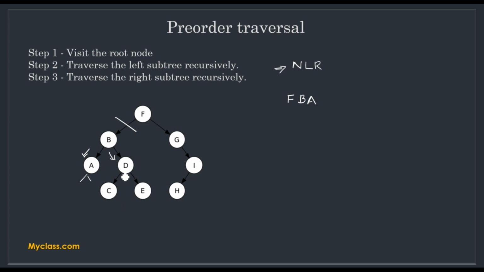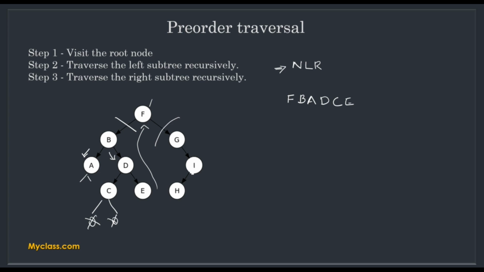In the right subtree of B, D is the root node. So we want to visit the root node first, then go to the left part, and then to the right part. So D, left is C, right is E. If there were also a child like this, we would go to its left and right, but no child is there, so no problem. So we have finished the right part of B also. Now we have finished step 1, visit the root node F, and traverse the left subtree recursively. Now we want to traverse the right subtree recursively.